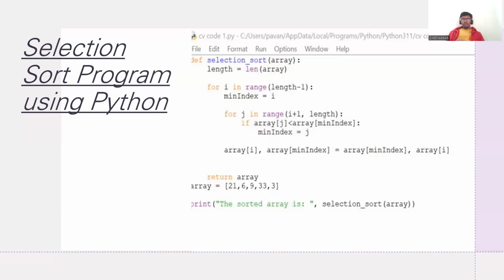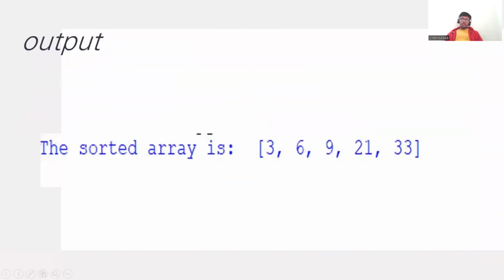Array of i, comma, array of minimum index is equal to array of minimum index, comma array of i. Return array. Array is equal to 21, 6, 33, 3. Print the sorted array is selection sort of array. Output: the sorted array is 3, 6, 9, 21, 33.